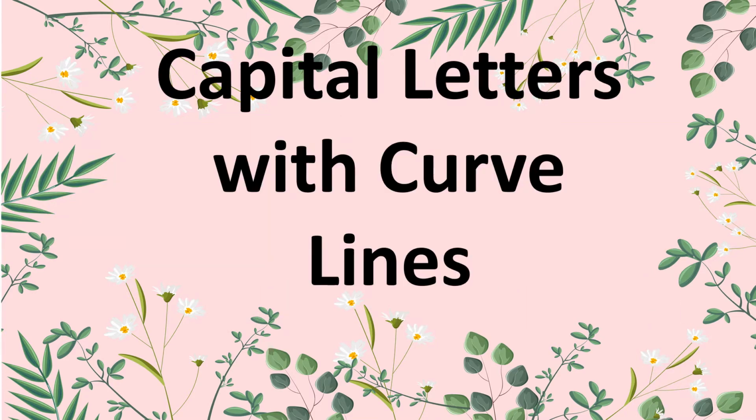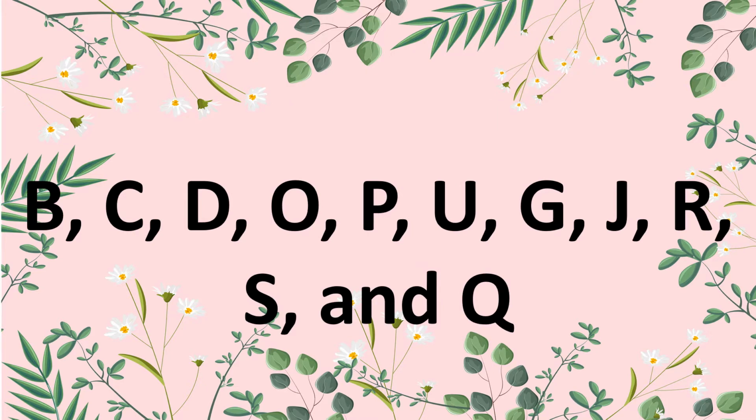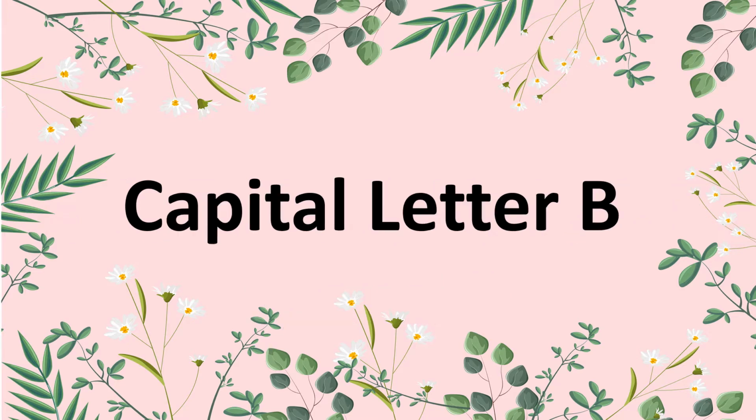How to write capital letters with curved lines. Those letters are capital letter B, C, D, O, P, U, G, J, R, S, and Q. Now, let's begin. How to write capital letter B?